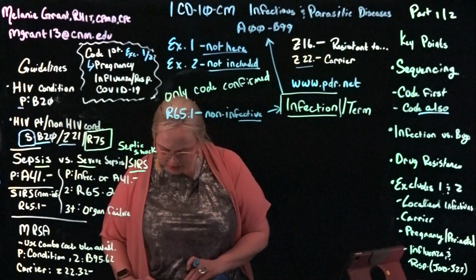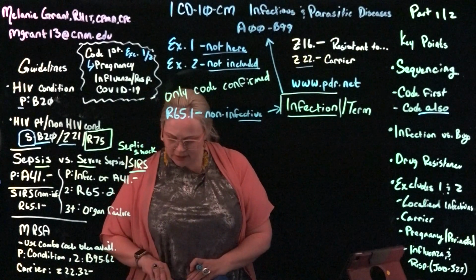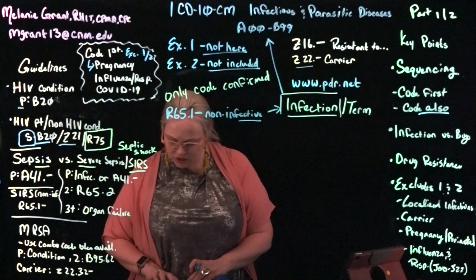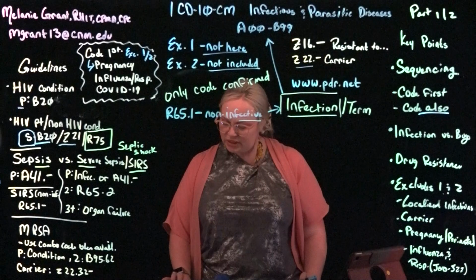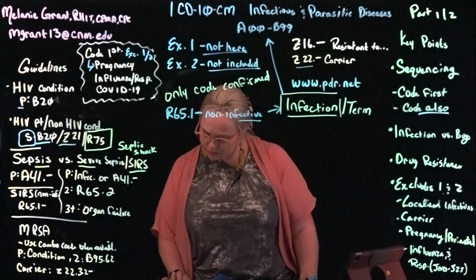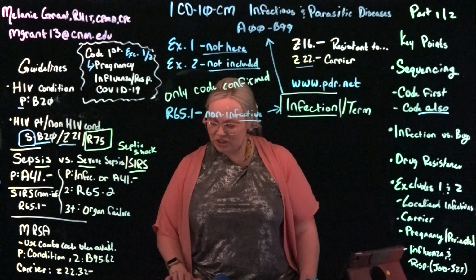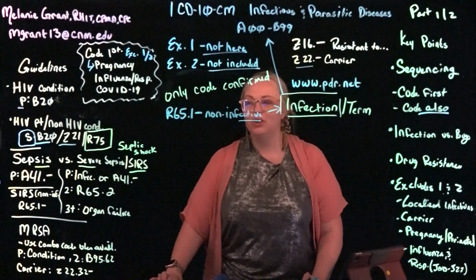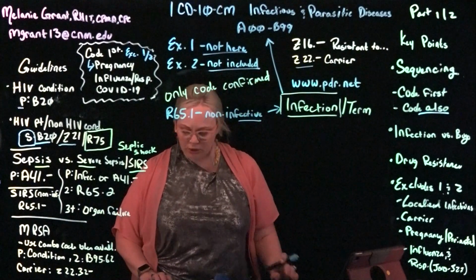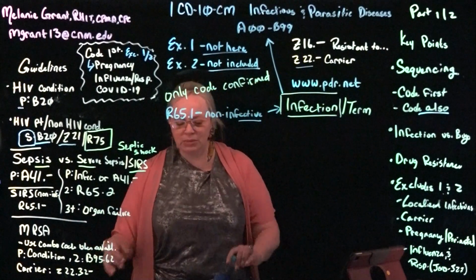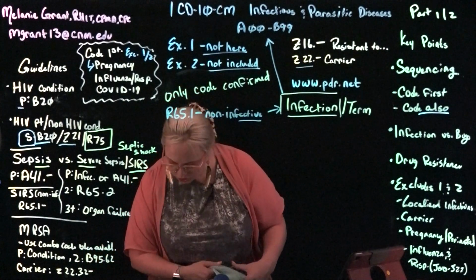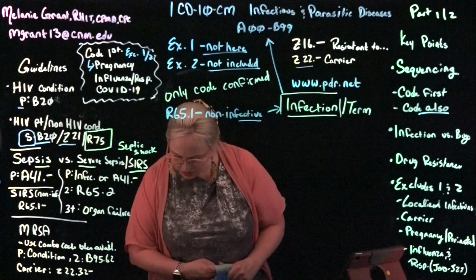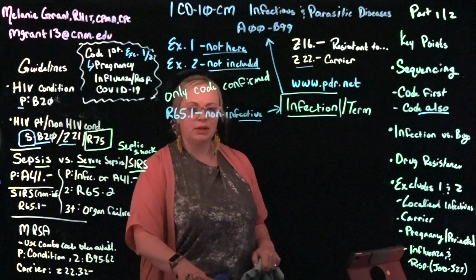You also have the differences between R65.10, which is SIRS of non-infectious origin without acute organ dysfunction, and R65.11, which is SIRS with acute organ dysfunction. And what they mean when they say dysfunction, they're talking about organ failure or potential organ failure that's clearly documented, and they give some different examples.